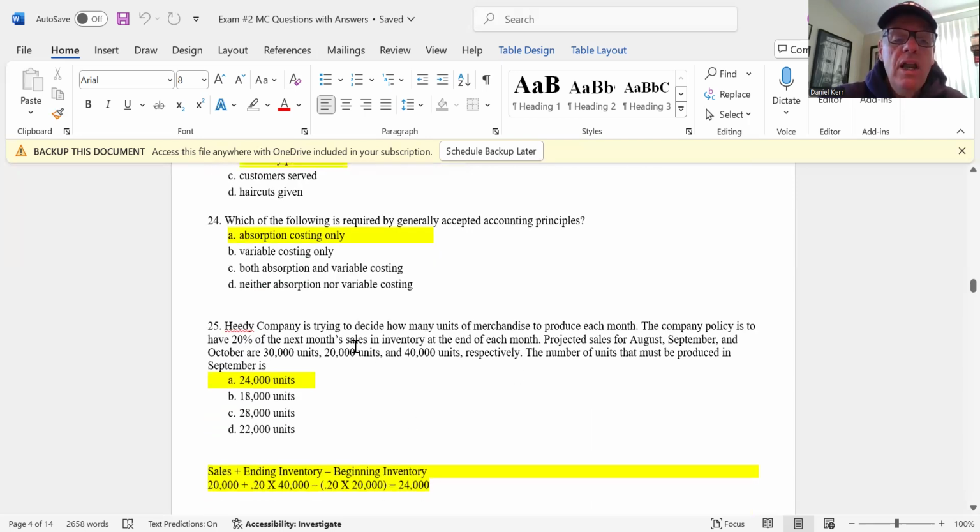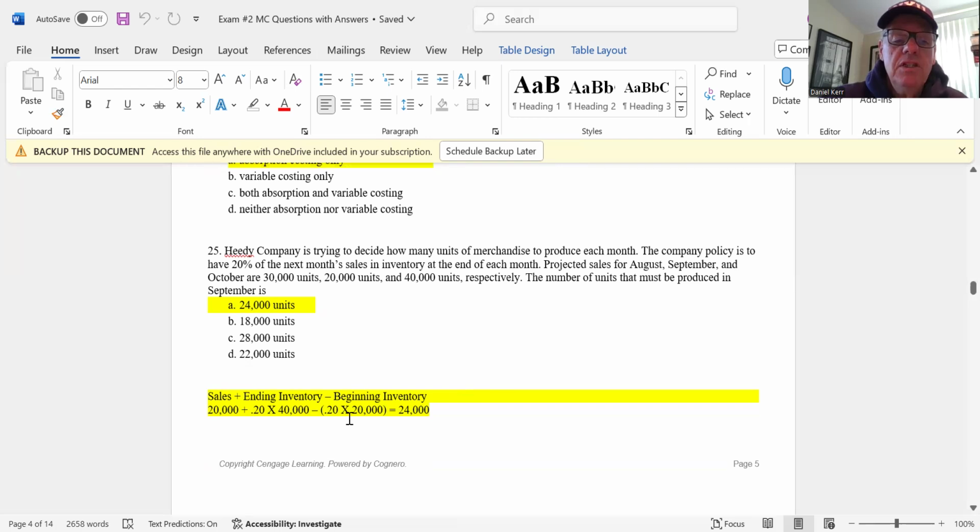Okay. HEDI is trying to decide how many units to produce each month. So remember, the number of units produced each month is the number of units sold, which in this case was 20,000, plus the ending inventory that we want to have at the end of the month. In this case, it is 20% of the following month's sales, because they want to know how much to produce in September. So you want to have 20% of October's inventory. So it's the sales plus the ending inventory minus the beginning inventory.